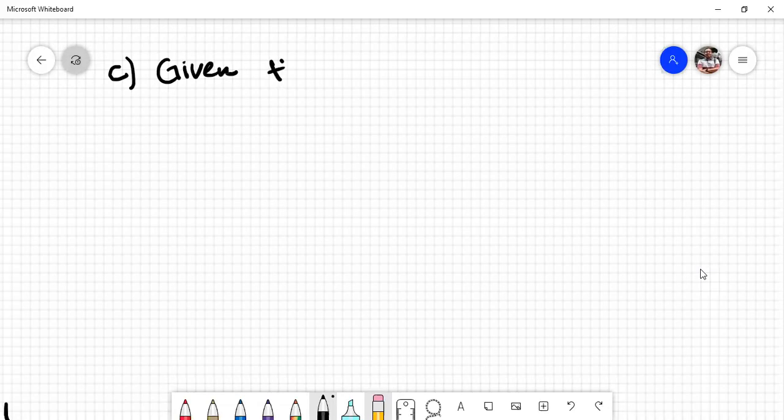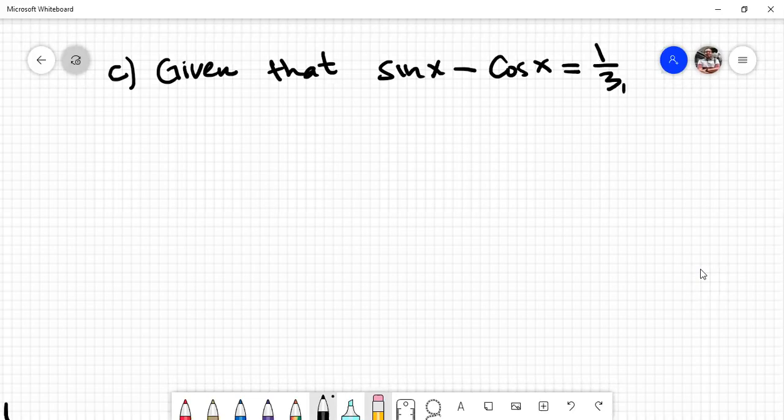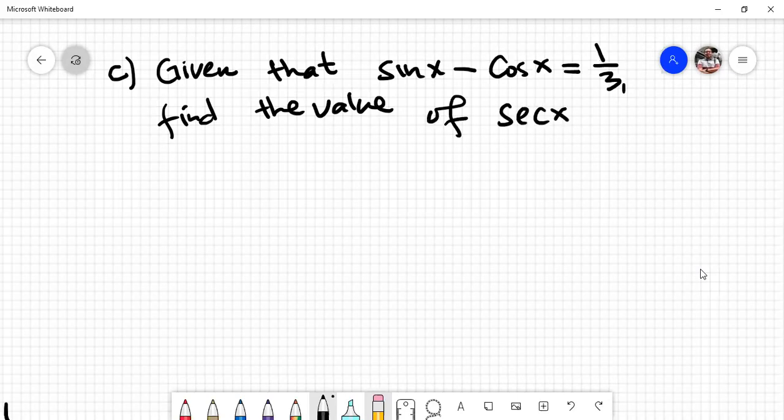Given that sine x minus cosine x is 1 over 3, find the value of secant x minus cosecant x. That's the last question.